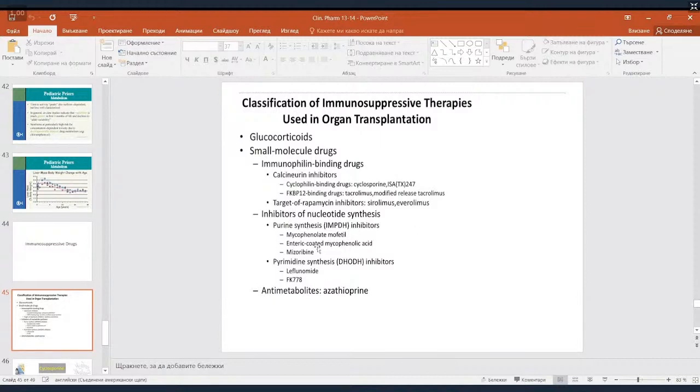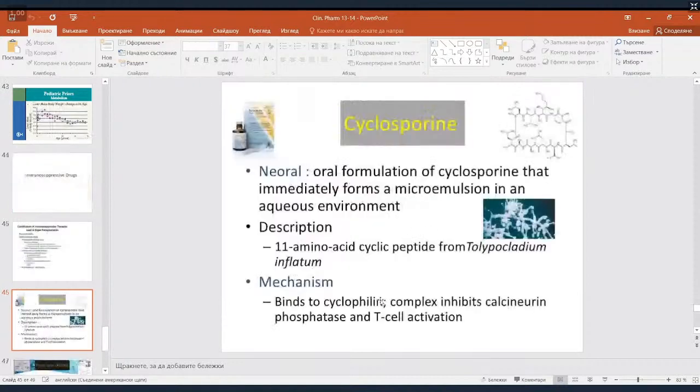Then we have inhibitors of nucleotide synthesis, the purine synthesis inhibitors like mycophenolate mofetil, which is a very, very commonly used drug again in transplant recipients, usually liver transplants. Also, we have some pyrimidine synthesis inhibitors like leflunomide. And then we have the anti-metabolites like azathioprine or methotrexate.